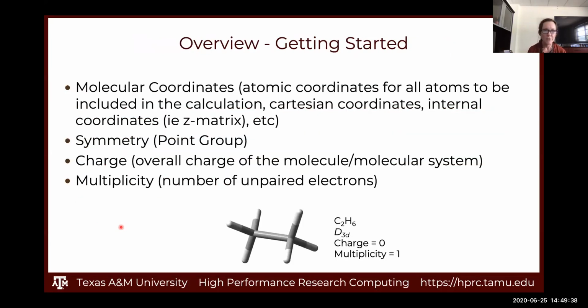Now remember, for all of your calculations, you need this basic information. You need the molecular coordinates, all of them, including the hydrogens. You should know whether or not your molecule has symmetry, what point group it might be in. You need the overall charge of the system, not the charge on each atom, but the overall charge. And you should know how many unpaired electrons you have. If you don't know, you can calculate with different spin states and compare those energetics. But you have to make a decision on how many unpaired electrons you have.